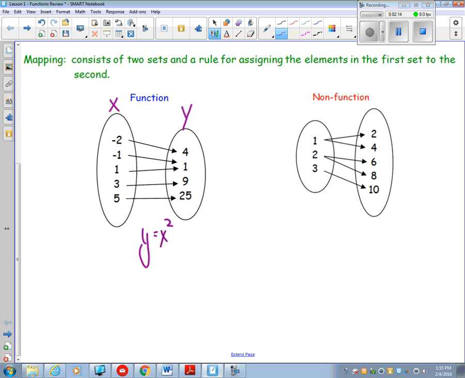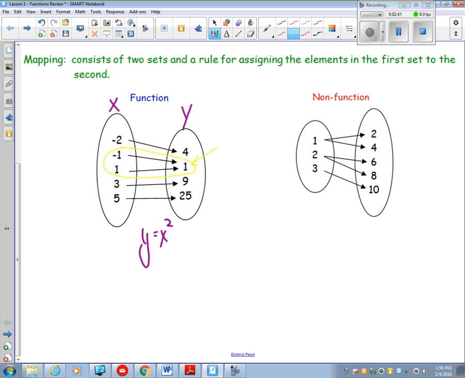So when I square negative 2, it comes out to 4. I square negative 1, it comes out to 1. I square 1, it comes out to 1. These are functions because every x produces a single, distinct y value. Some of you might be saying, well, what about these ones in the middle right here? These have the same number, right? But that's the same y value, and that's okay. It's okay to have the same y value. You just can't have the same x value going to two different y's.